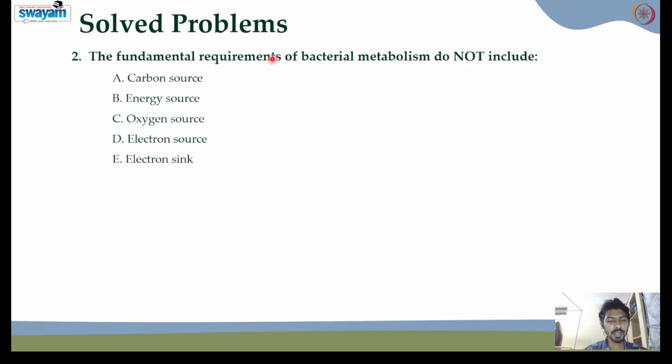The fundamental requirements of bacterial metabolism do not include: option A, carbon source, option B, energy source, option C, oxygen source, option D, electron source, option E, electron sink. So the question is, the fundamental requirements of bacterial metabolism do not include which of these? You can post your answers now.